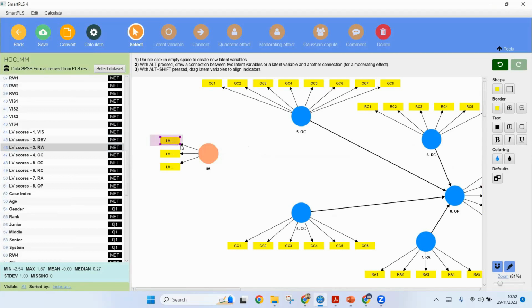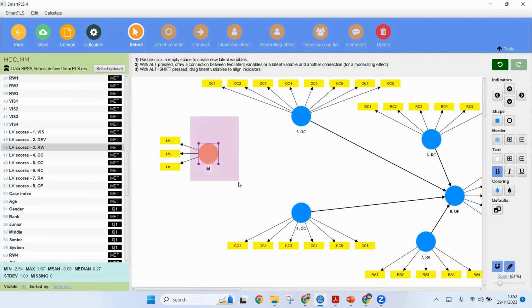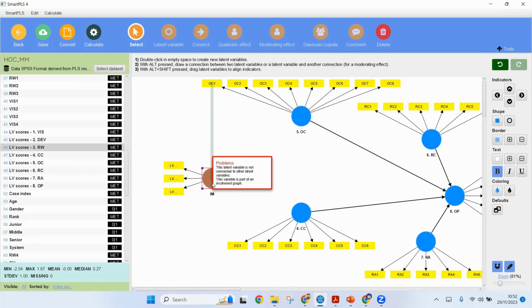Now at lower order, they were constructs. At higher order, they became items. Items for what? IM. So I earlier mentioned that as well, that at lower order, your constructs obviously have items. But at higher order, those constructs become items for the higher order. Now, since they have become items and this is a construct, it has to be validated.